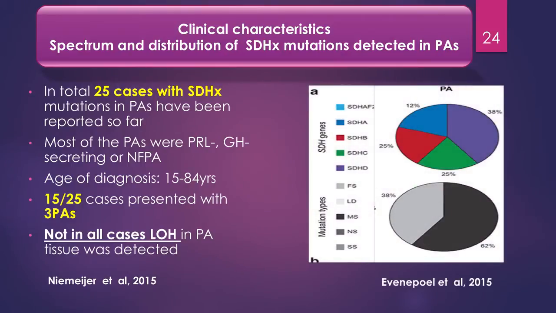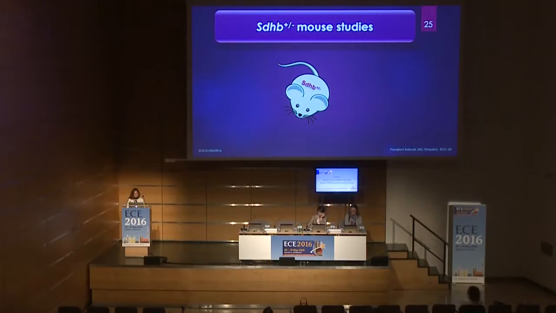Again, from the Netherlands, another group studied the spectrum and distribution of all the SDH mutations that have been reported so far in all tumors. I will focus here only on pituitary adenomas. As you can see, the range of the mutations in the different subunits is relatively equal, with the exception of SDHD, but however, because the number is so small, we cannot really make comments, except from the fact that SDHA seems to be the least involved, and that most of these mutations were missense.